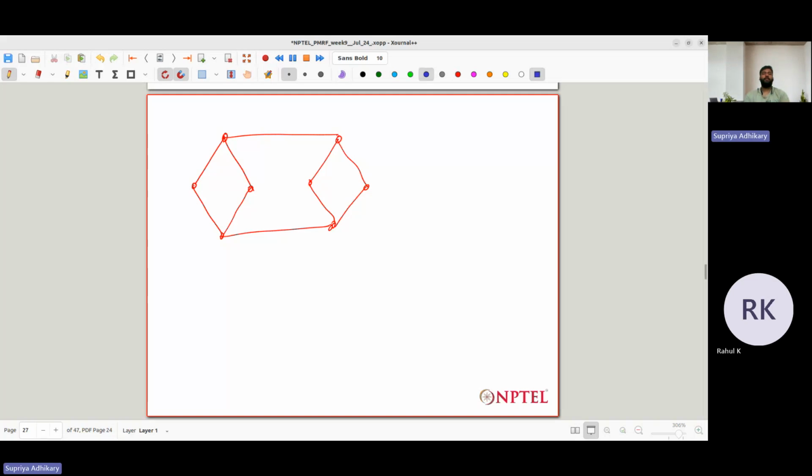So in this graph, first of all, what is the vertex connectivity? If we try to delete any one vertex in this graph, then this graph will still be a connected graph. If we delete this vertex over here, this is still a connected graph. Similarly, if we delete this vertex over here, then this is still a connected graph. And similarly for these vertices.